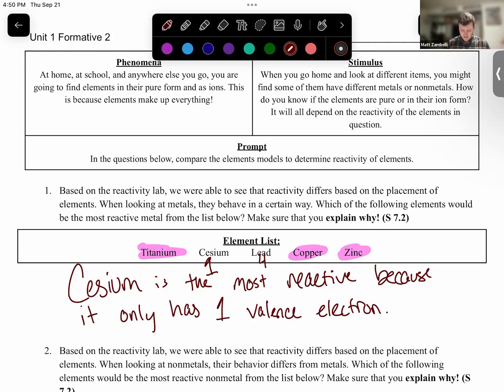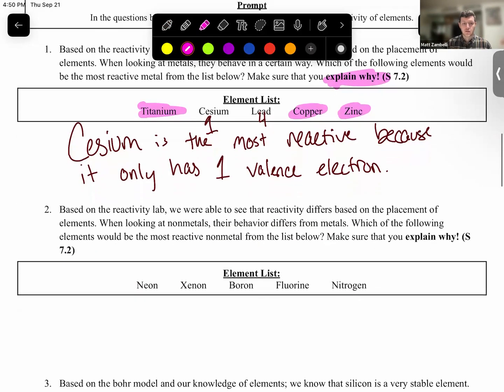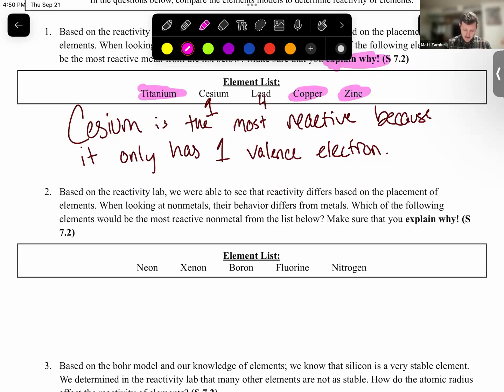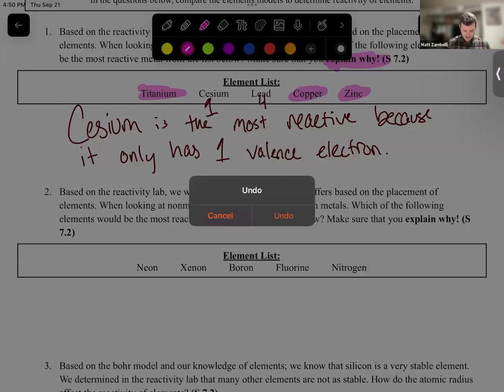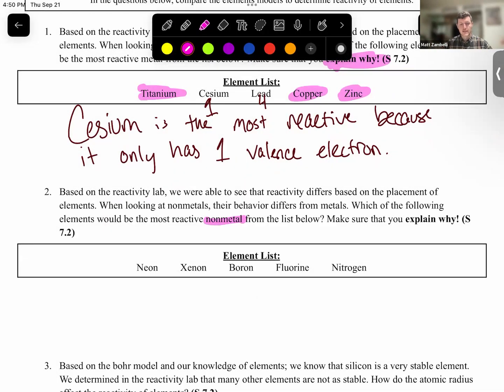All right. So make sure you're explaining why in this one, not just telling me which one is the most reactive. And number two is based on non-metals this time. So remember, our information changes. Remember, in metals, it's based on the smaller amount of valence electrons and the larger the atom. Now, in non-metals, it's the opposite. It's the most valence electrons, or the ones closest to 8, and the ones that are the smallest.